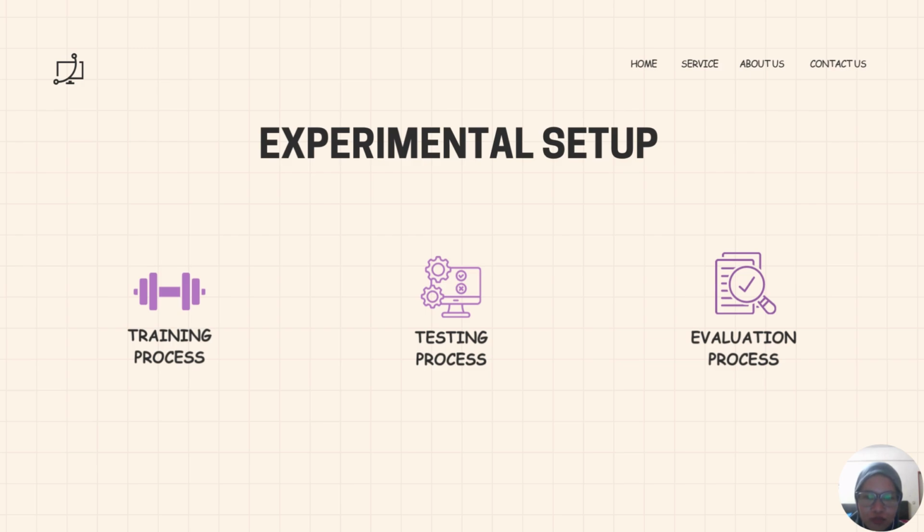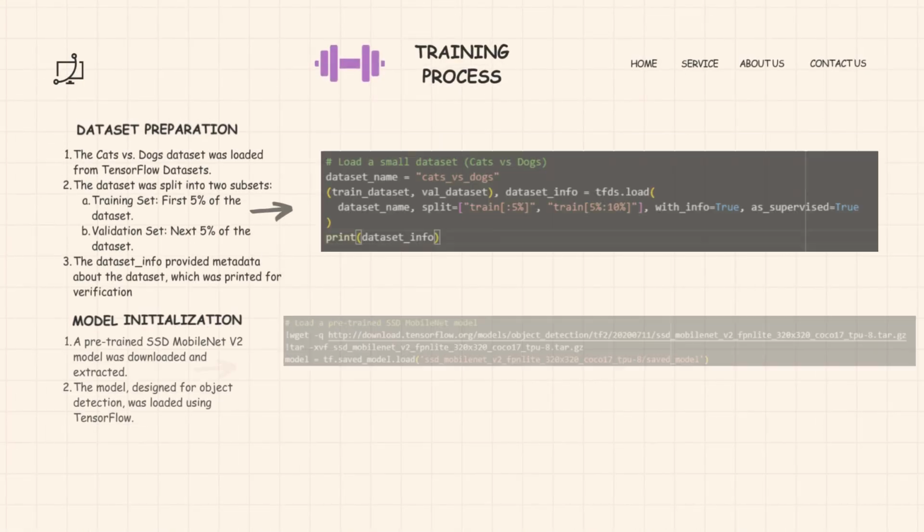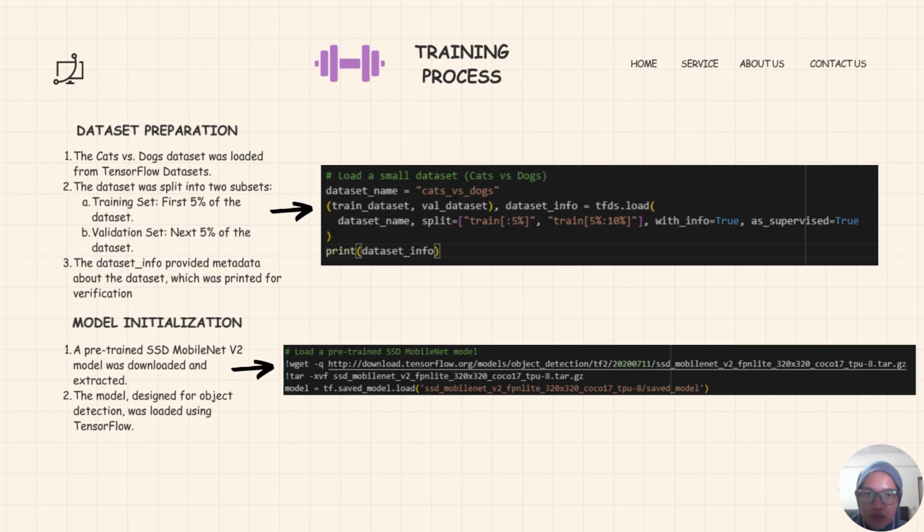There are three parts, which is the training process, testing process, and evaluation process. Firstly is the training process. The training process in this experiment focused on preparing the data and using a pre-trained model. We downloaded the cats versus dogs dataset and split it into two parts, one for training and another for validation. So instead of training from scratch, we used a pre-trained SSD MobileNet V2 model, which was already trained on the COCO dataset. This saved time and effort while giving us a good starting point.